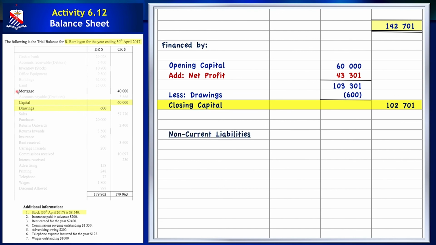That is your non-current liabilities. And we have one non-current liability, which is your mortgage. And that's 40,000. It will just go in the last column since it's the only thing. So now you're just going to add your closing capital with your non-current liability, which is mortgage. And you get your second total, which is 142,701. And look at that.